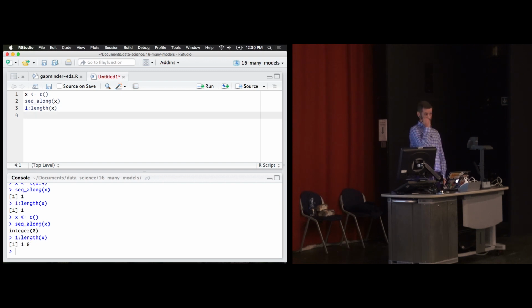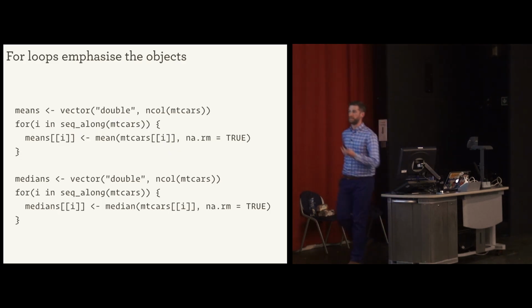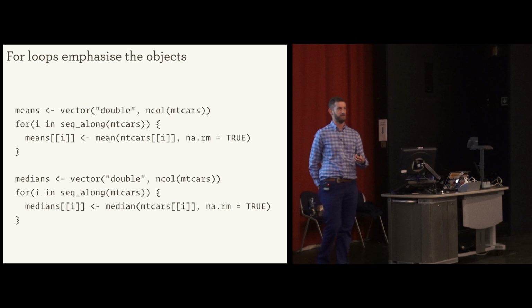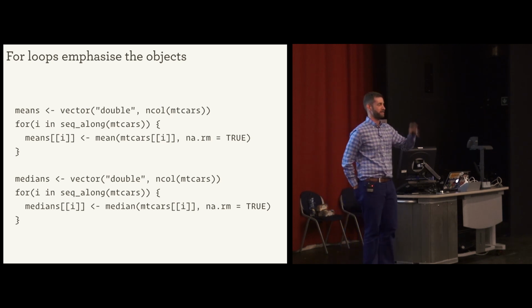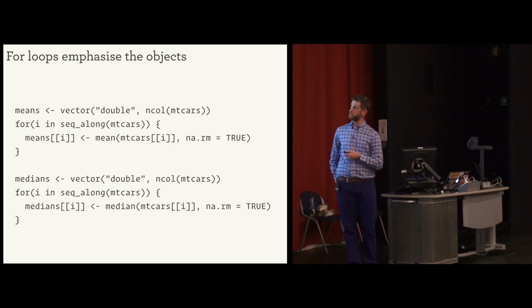But if I use 1 to length of x, R is going to helpfully count back from 1 to 0. Normally you don't deliberately use zero-length vectors in your code, but you want to protect against accidentally using them, because that's not going to give you an informative error message. You're just going to get a weird error message somewhere later down the line, and you're going to have no idea what caused it. So seq_along is just a little protection.